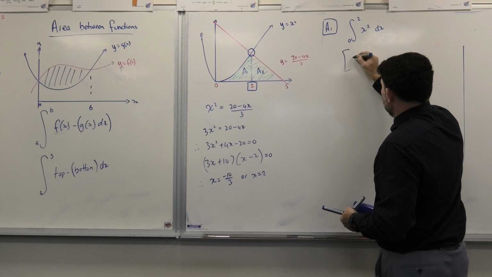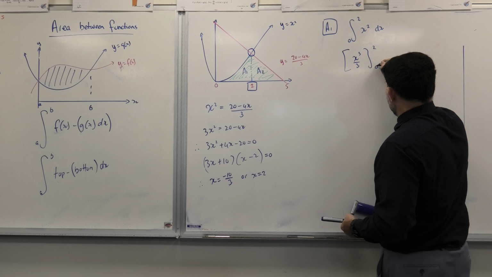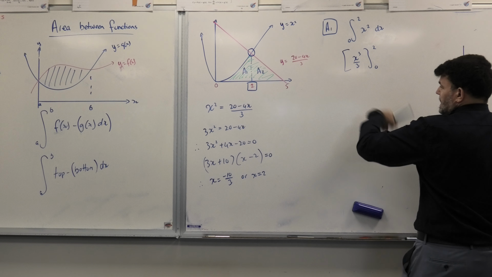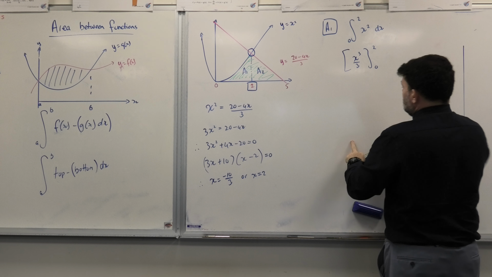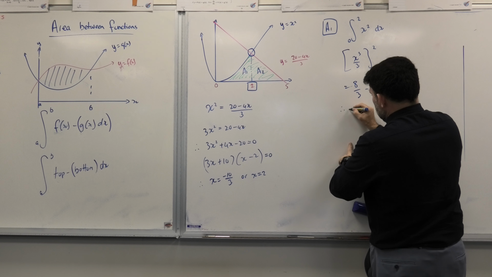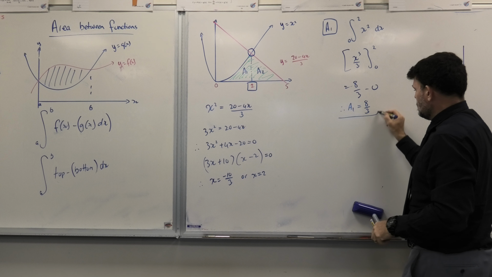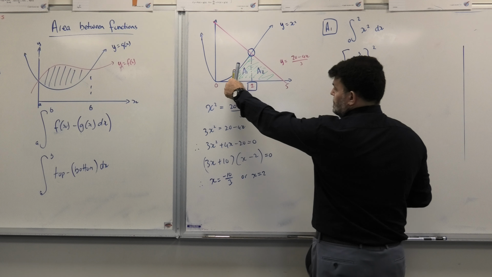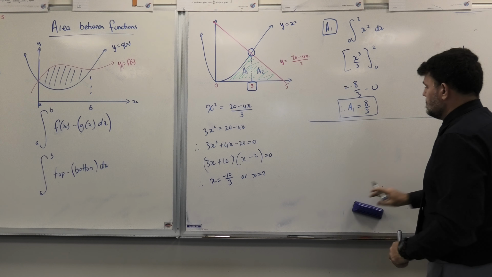So we get x to the power 3 over 3, from 0 to 2. Let's plug that in. We know that 2 cubed equals 8, so we get 8 on 3 minus 0. So therefore, area 1 is equal to 8/3. We've worked out what our first area is. Let's now work out what our second area is going to be.